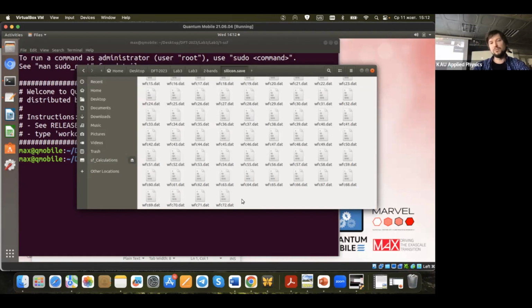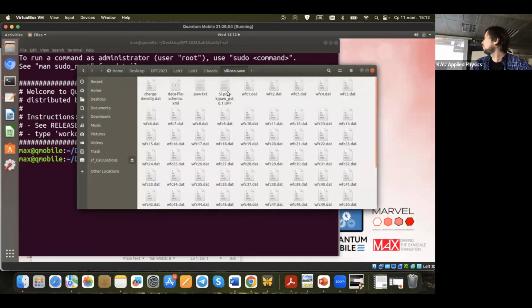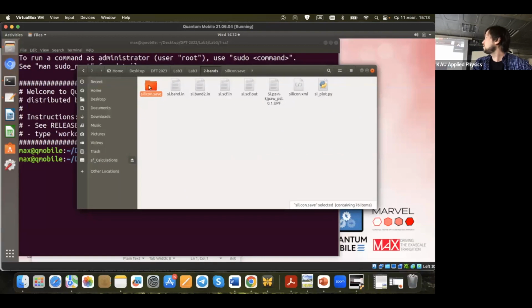We have 12 multiplied by 12 multiplied by 12. I will calculate it. So 1728 k-points, but all this huge number of k-points only goes to 72 irreducible k-points because of symmetry. So each wave function was calculated in some irreducible k-point. And we need it as input to our next part of calculation.